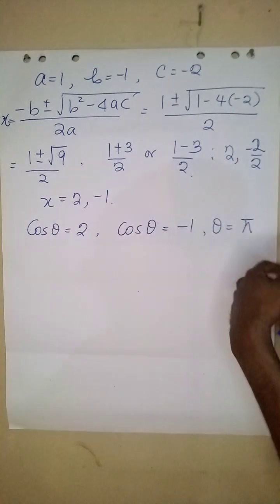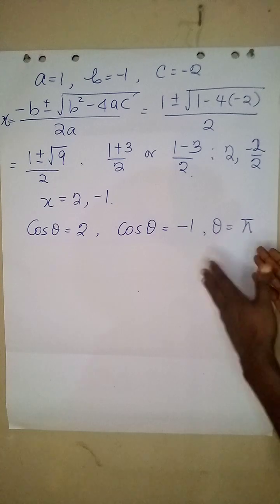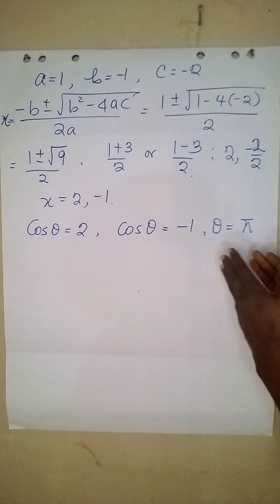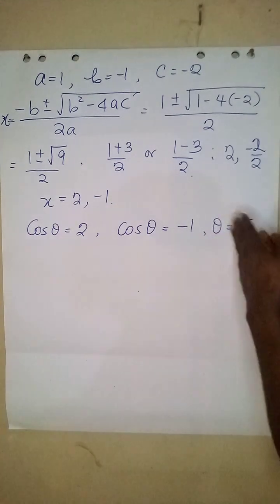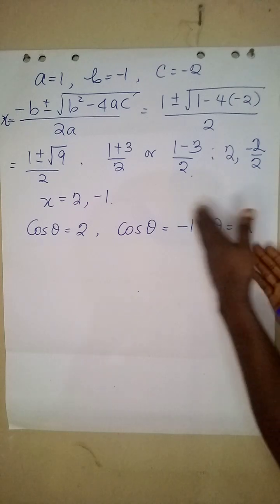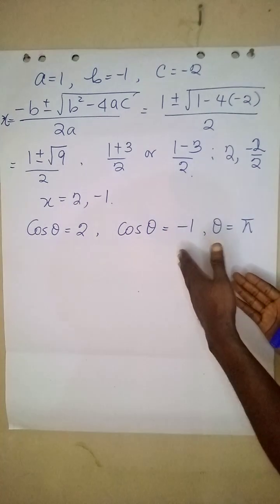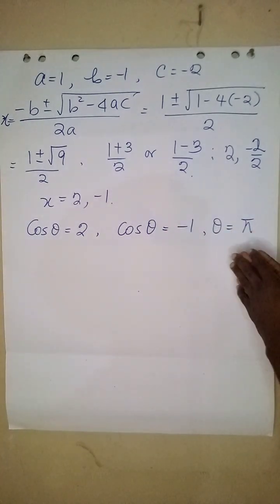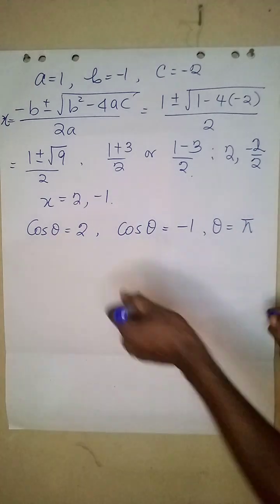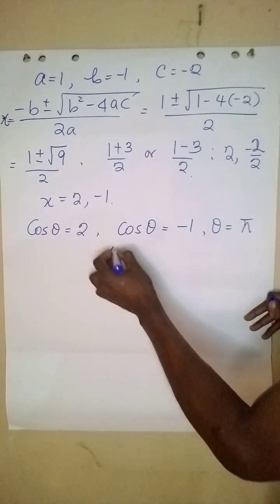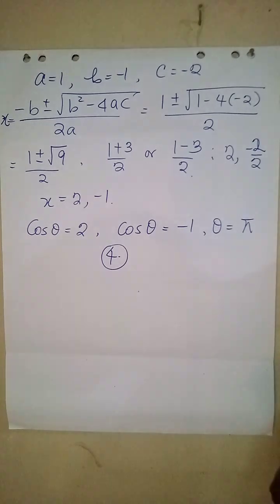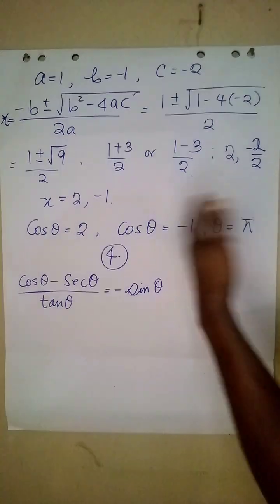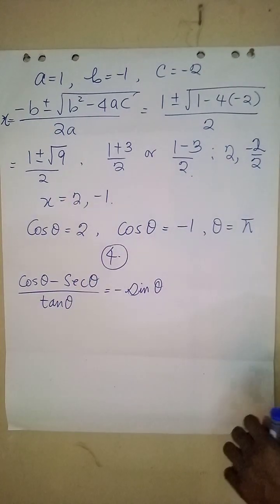And again, you were told that your answer should be between 0 and 2 pi, 360, theta is only equal to pi when the function is equal to minus 1. So this is what you have as your answer. So we go ahead to solve the fourth question. The third question is your own personal exercise, so you try to solve that. The fourth question, we have that on the board.